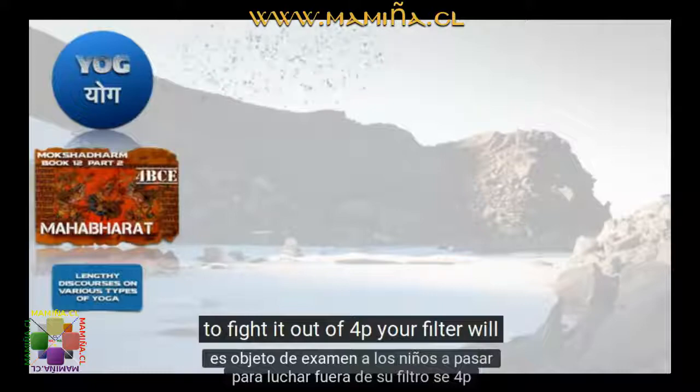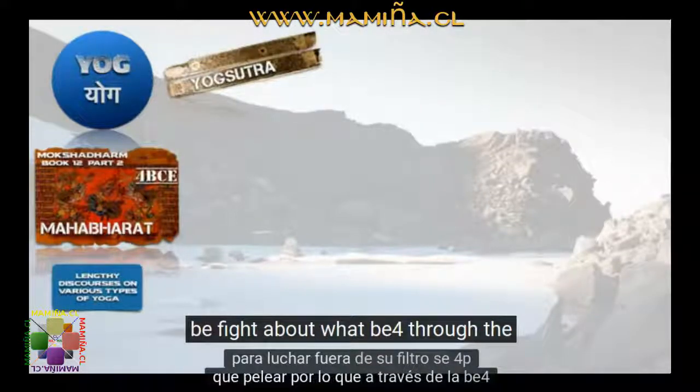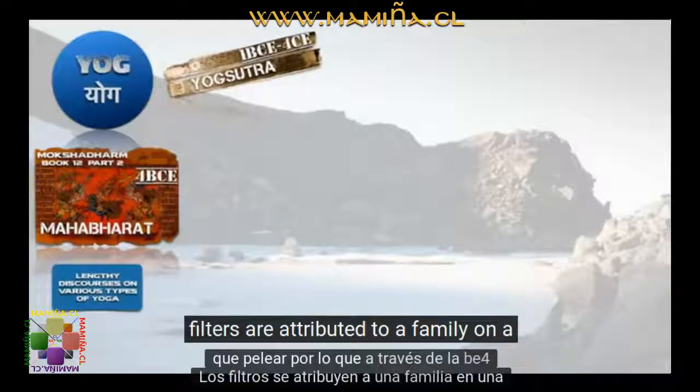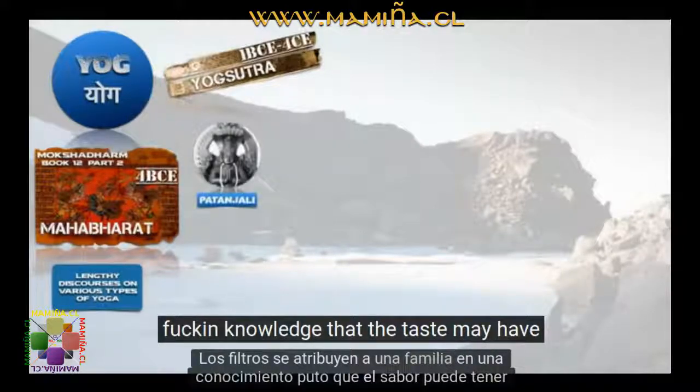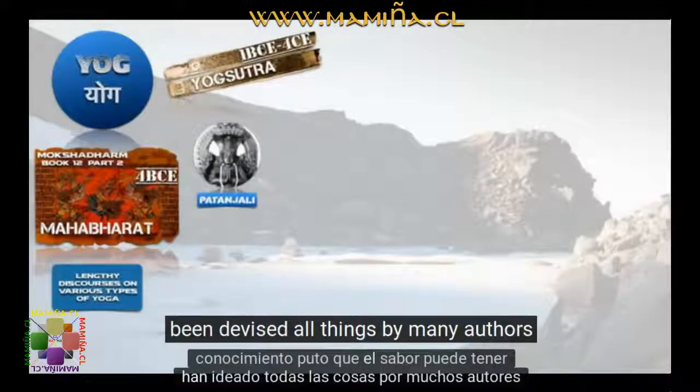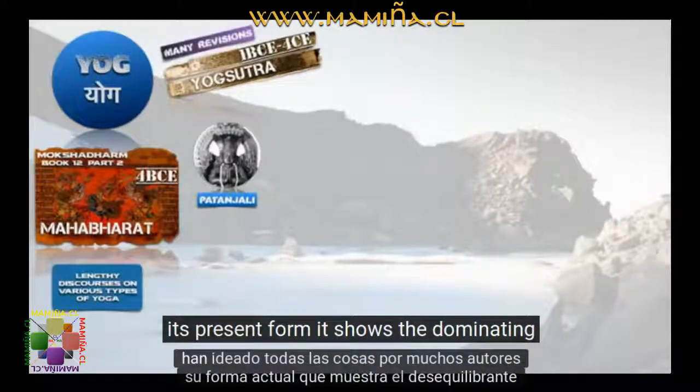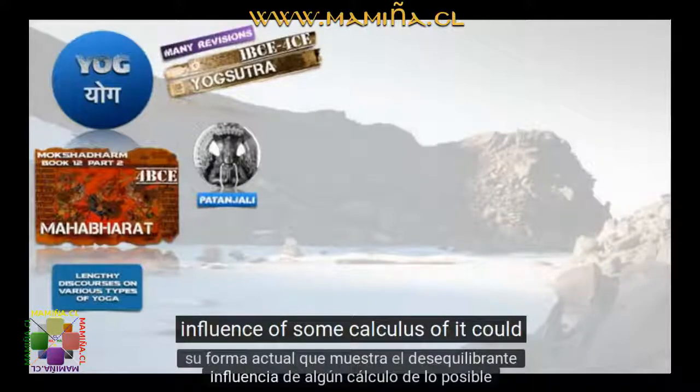Yoga Sutra, codified around 1 BCE to 4th CE. Though the sutras are attributed to Patanjali, scholars of Indology believe that the original text may have been revised over time by many authors till its present form. It shows a dominative influence of Sankhya philosophy.